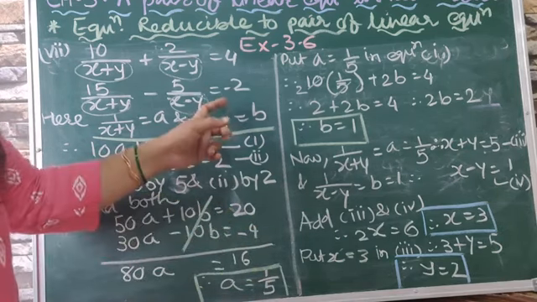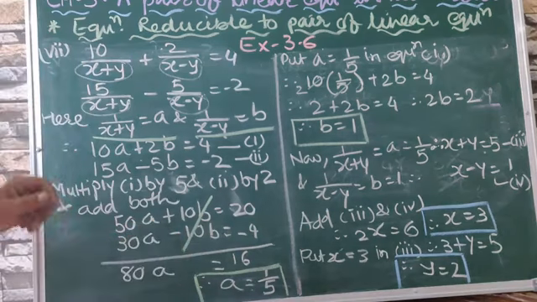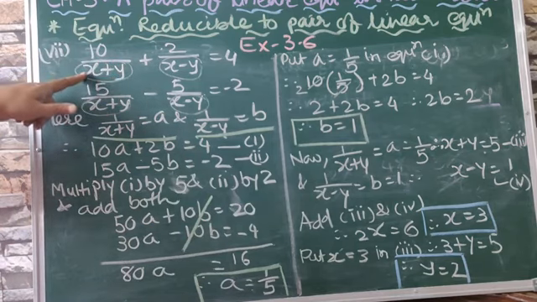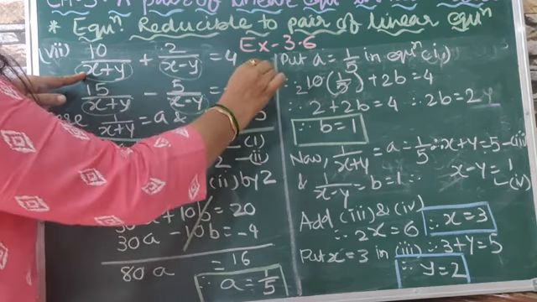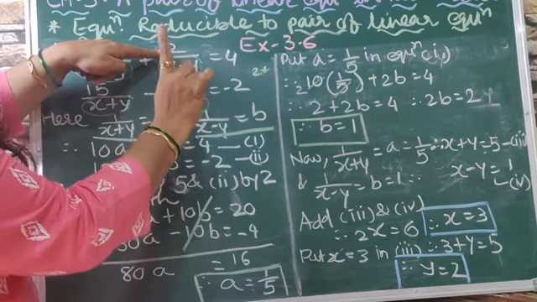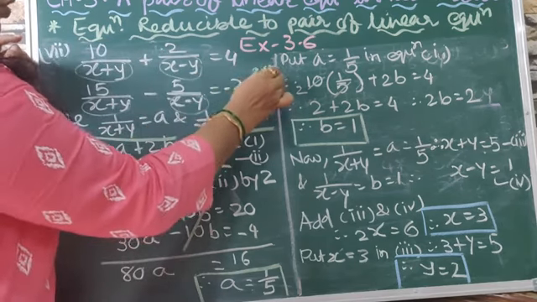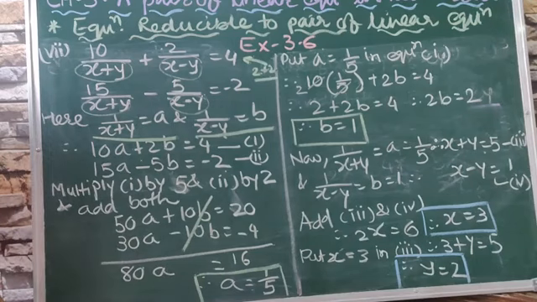So here let's verify our answer. x is equal to 3, y is equal to 2. If you put x equal to 3 and y equal to 2, 3 plus 2 is 5. So 10 by 5 is 2, and plus 2 upon 3 minus 2, which is 1. So 2 upon 1 is again 2. So 2 plus 2 is 4. So our answer is right. Now go to the next one, the last one.